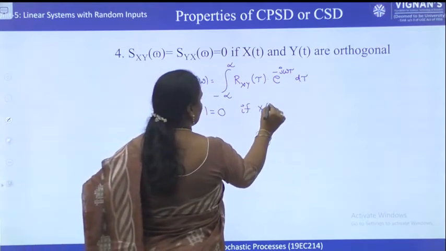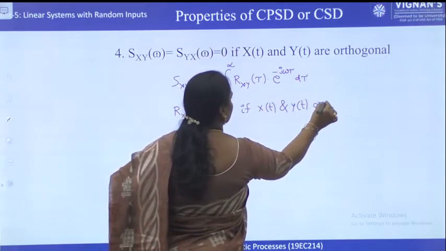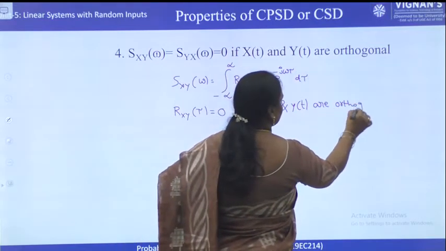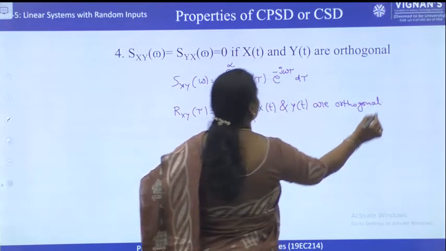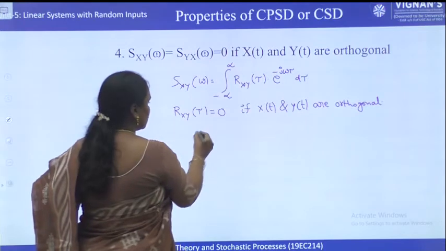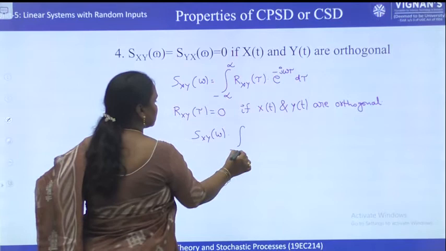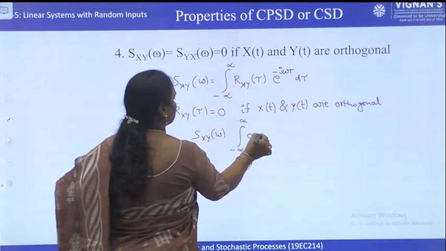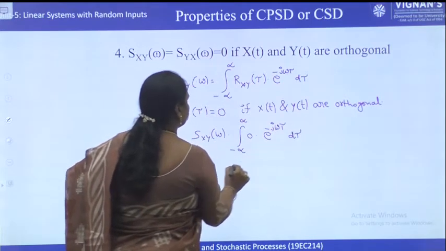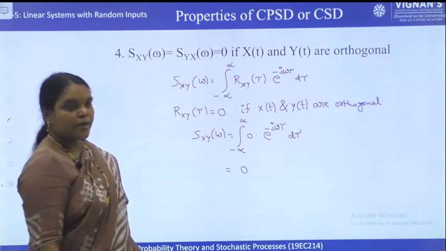If x of t and y of t are orthogonal, so R xy of tau is 0, then if I substitute here, we are integrating a 0, which means the result is 0. So this is equal to 0. Okay.